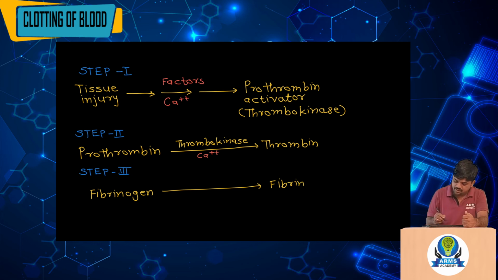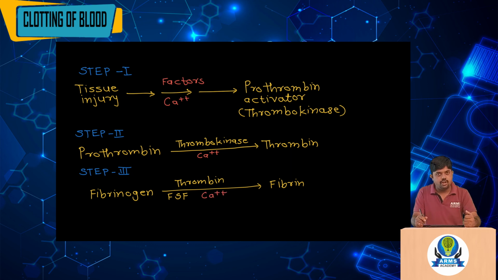For this conversion we require the end product of step 2, that is thrombin, as well as one factor known as fibrin stabilizing factor and calcium ions. This fibrin is nothing but our clot, and thus blood loss is prevented.